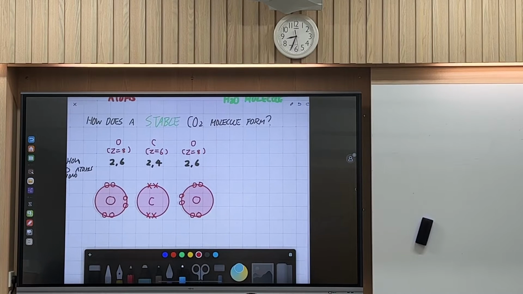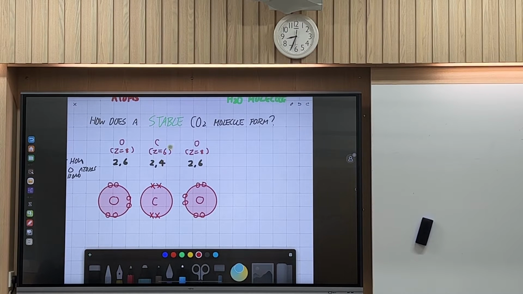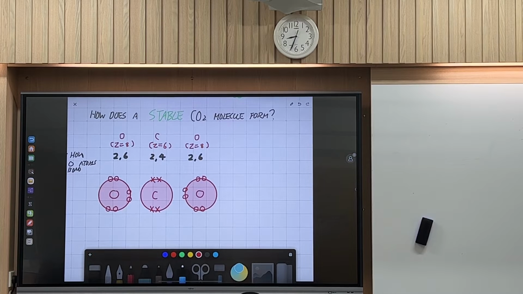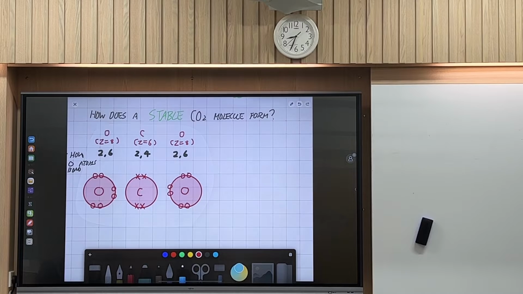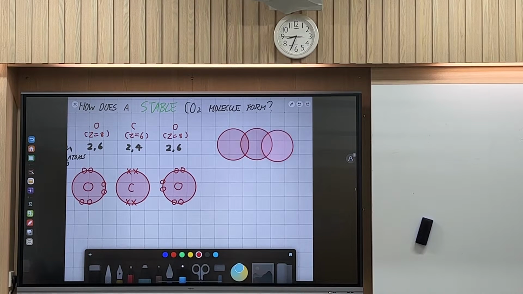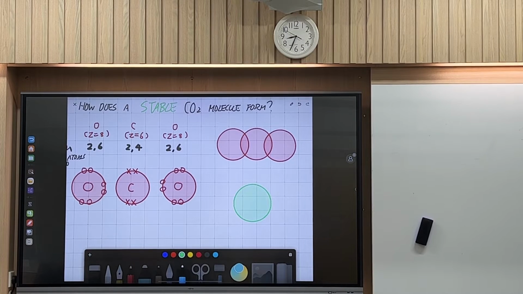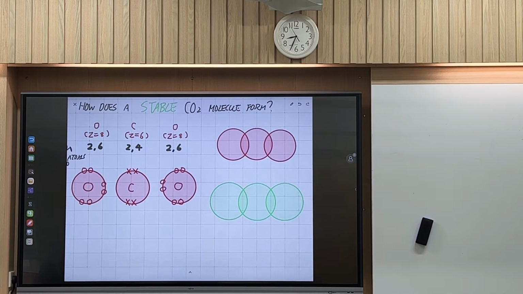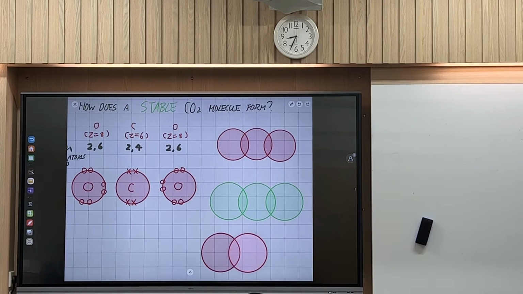Now, how do we put together 1 carbon and 2 oxygen to make a stable molecule? So let's explore our options here. Is it by sharing just 1 pair of electrons between the carbon and oxygen, or is it by doing something else? I want to show you that there's only one correct way of sharing electrons. So let me put down 3 different diagrams in here. There's only one correct diagram.